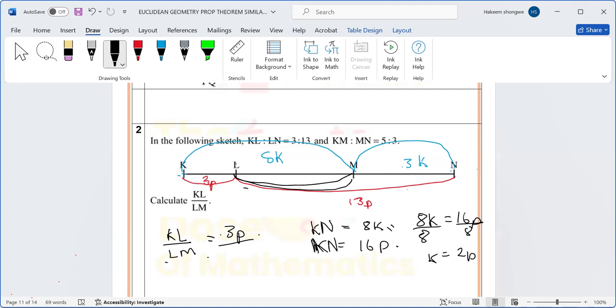5K minus 3P. So if we say we have KL, now how do we get it? We have KN, which is going to be equal to KL plus LM. Does this still make sense, guys?